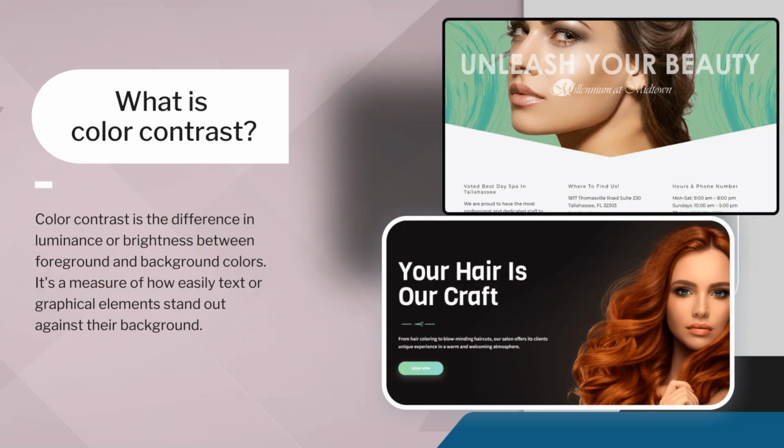So what is color contrast? We are talking about the difference between the luminance, which is the brightness, between the foreground and the background colors. It's a measure of how easily text or graphical elements can be seen against their background. Today we're pretty much going to focus on text color contrast. There are slightly different techniques and guidelines when we get into graphics. So today we're primarily going to focus on the text.